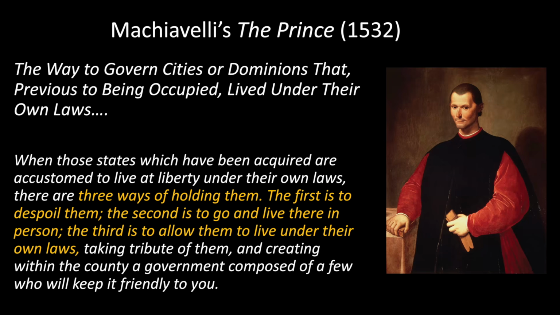The first is to despoil them, to exert direct military control. The second is to establish direct leadership, to go and live there in person. And the third is to allow them to live under their own laws. So basically, co-opting indigenous elites or local elites to maintain control. And again, he's talking about these things almost 500 years ago.